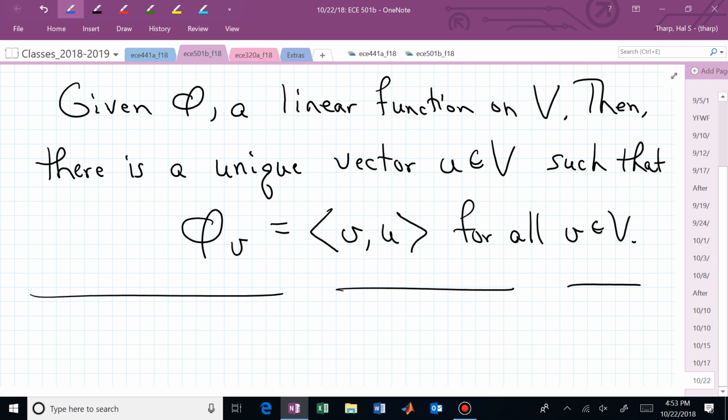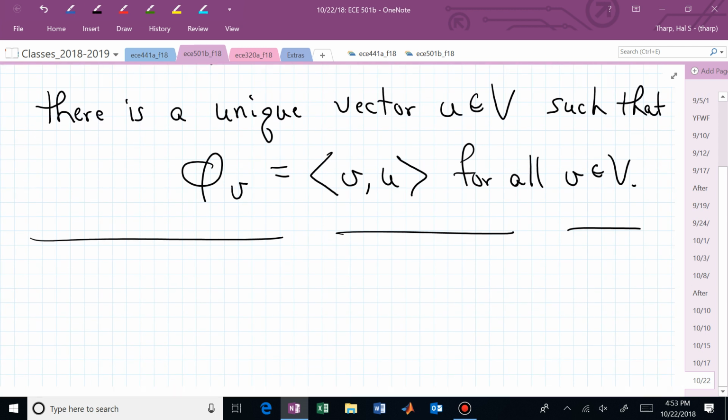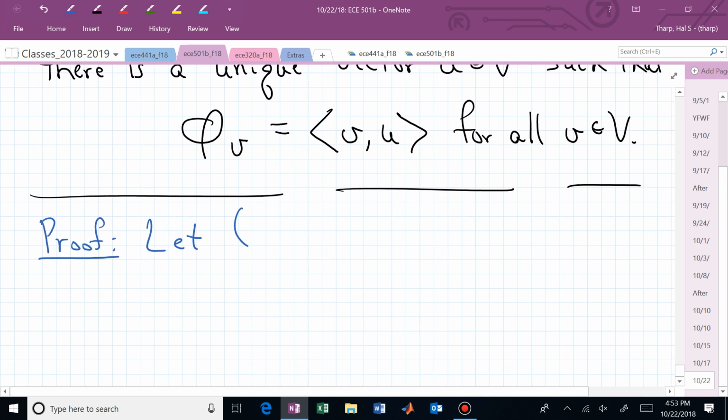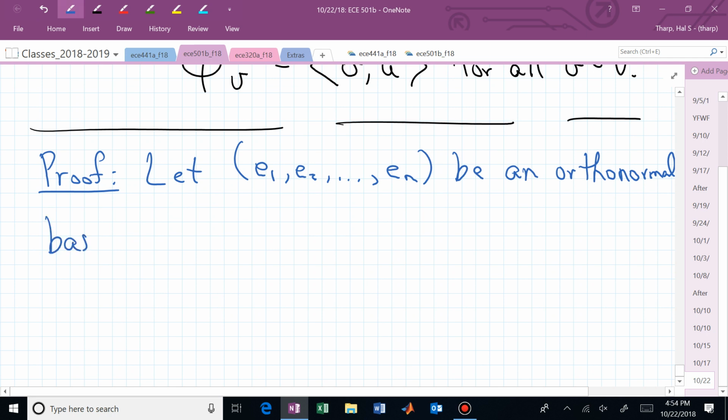So let's prove that, or show why that's true. And to do that, let's first just define an orthonormal basis on our vector space V. And we'll parameterize that with vectors e1, e2, e sub n. So this is now an n-dimensional vector space capital V. Let e1 through en be an orthonormal basis on our vector space V.